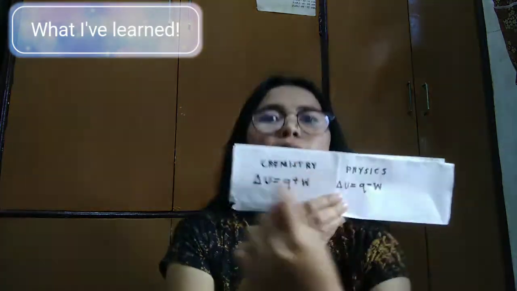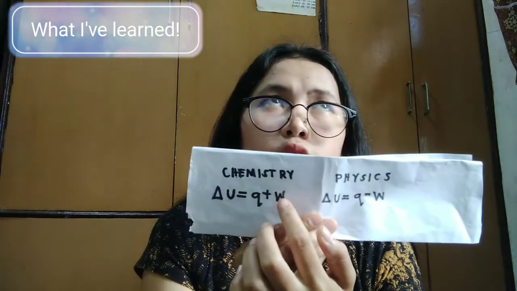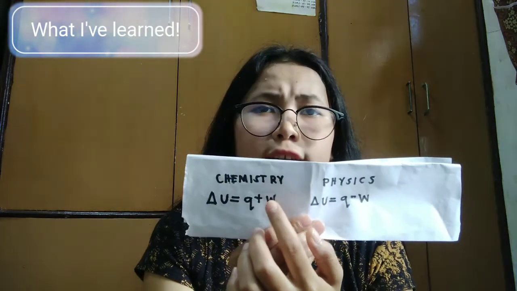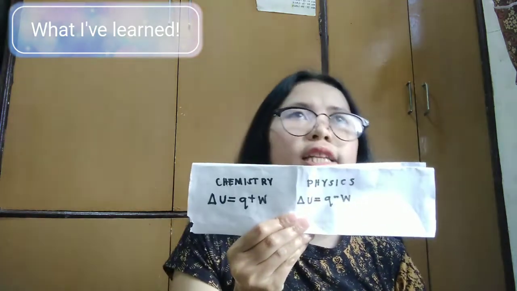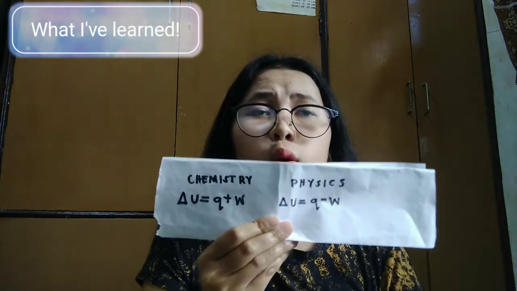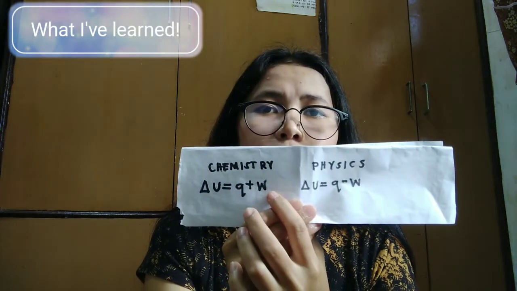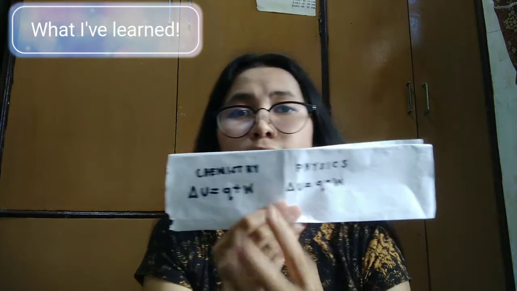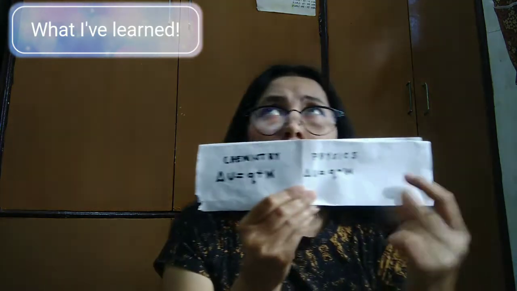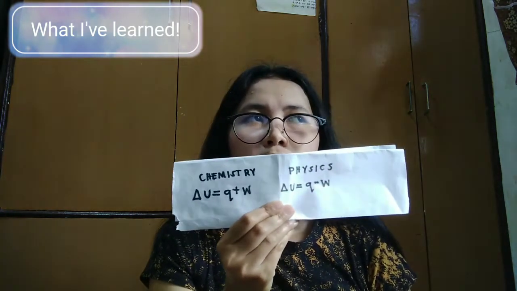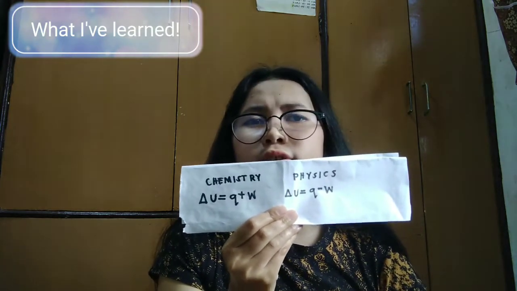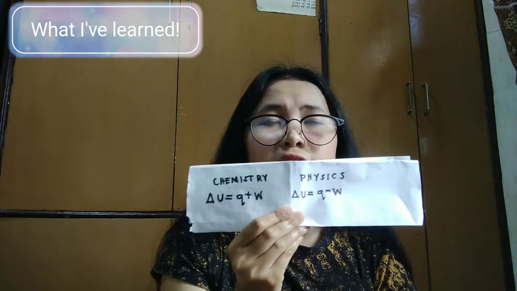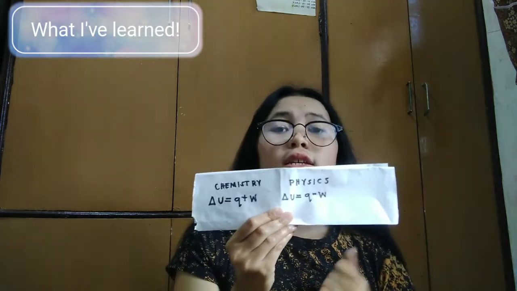In chemistry, W is negative when work is done by the system, so the internal energy is decreasing. And when W is positive, the work is done on the system, so the internal energy is increasing. W is positive because the system gained energy, taken from the viewpoint of the system.